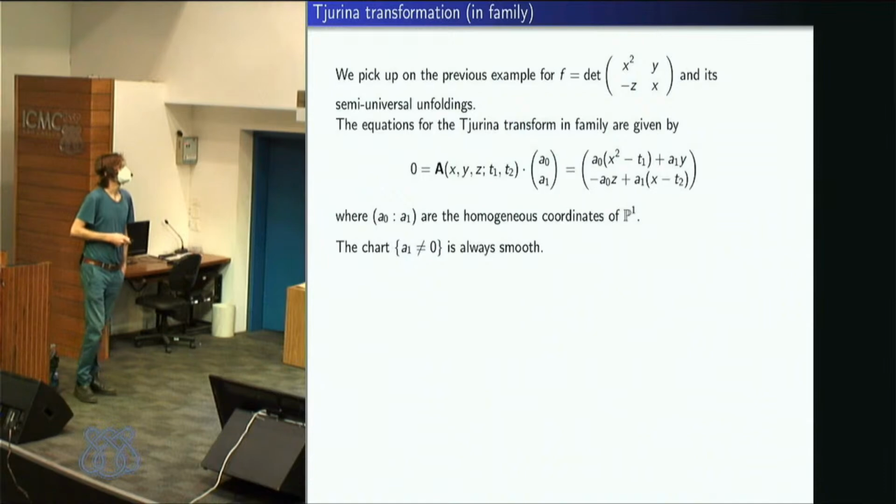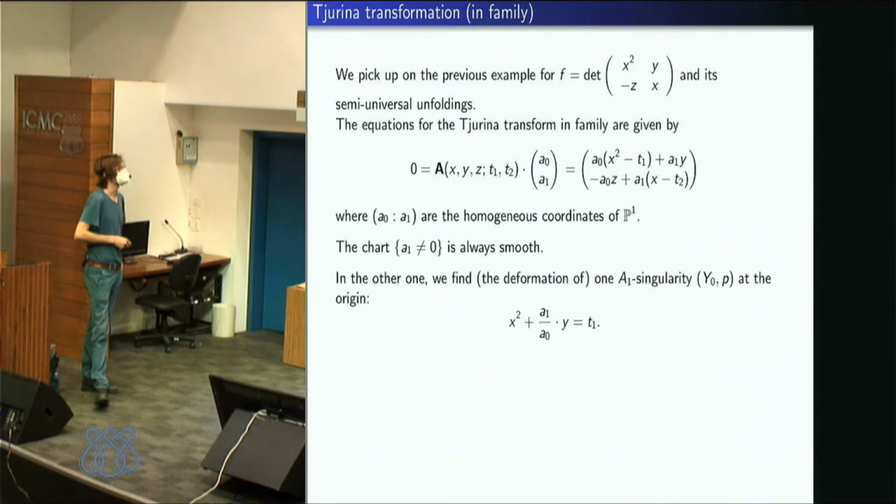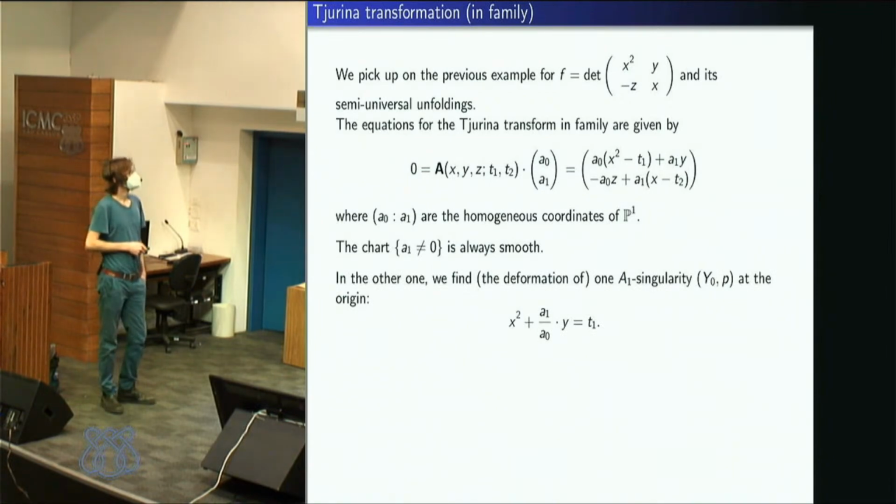Then you find that the chart a1 non-zero is always smooth. Why? Because if you put this equal to 1 and this equal to 1, then you can eventually solve for y and you can solve for x in both charts. So nothing happens in that chart. In the other one, there is still a singularity, which locally has this equation.